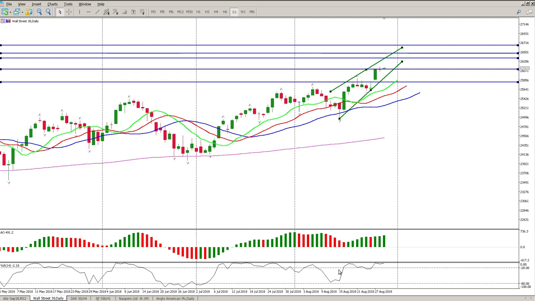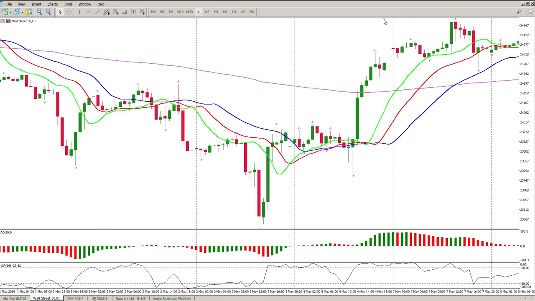We do have some divergences brewing here on the Awesome Oscillator, nothing really on the Williams Percent R. So let's just get down to levels we can trade. I just want to start with the 1 hour this morning.